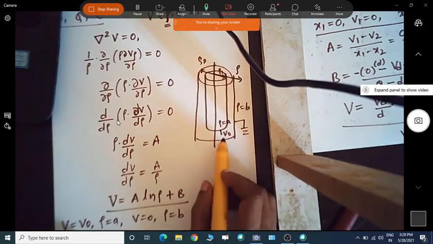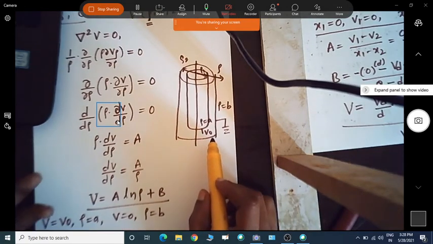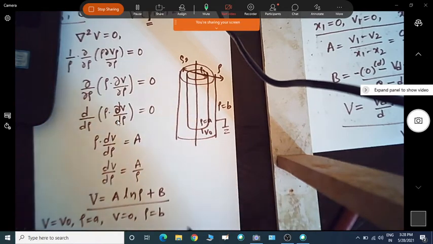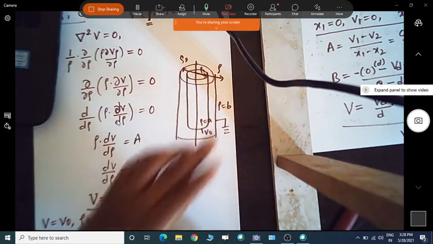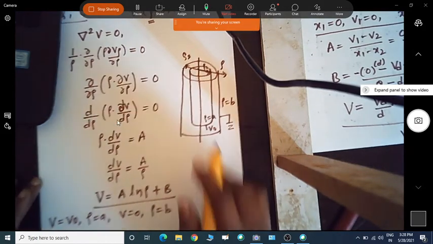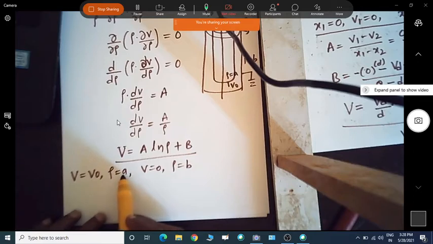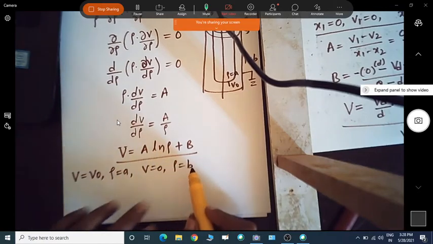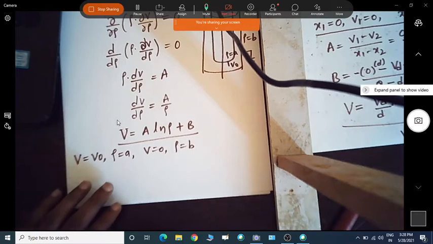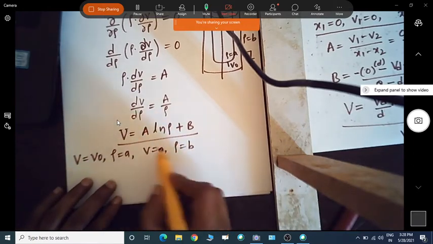Now if I want to specify the potential, for example instead of V naught I can say 50 volts at rho equal to some 2 meters. That will be some electrostatic problem. But in general, at some rho value we will have some potential, and 0 at rho equal to b. Now if I incorporate these boundary conditions, we can arrive at the solution for this voltage.